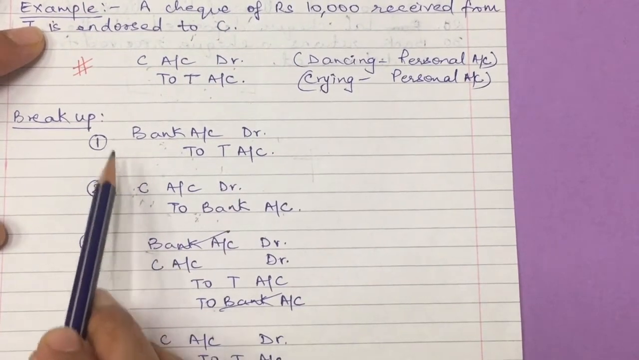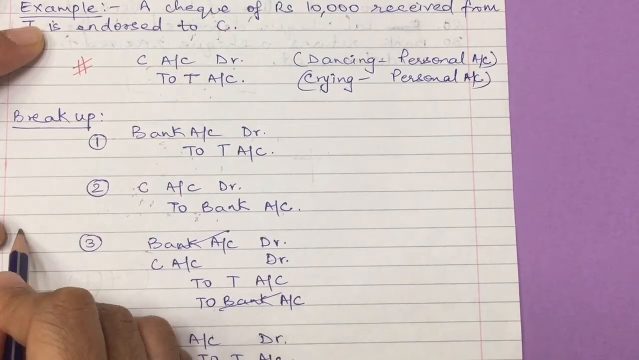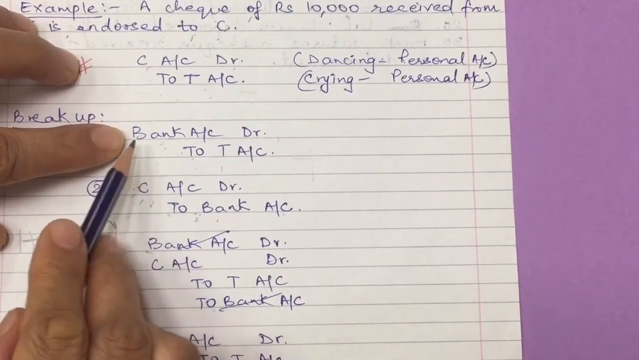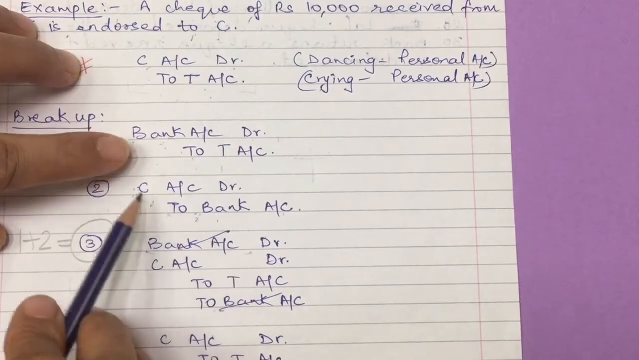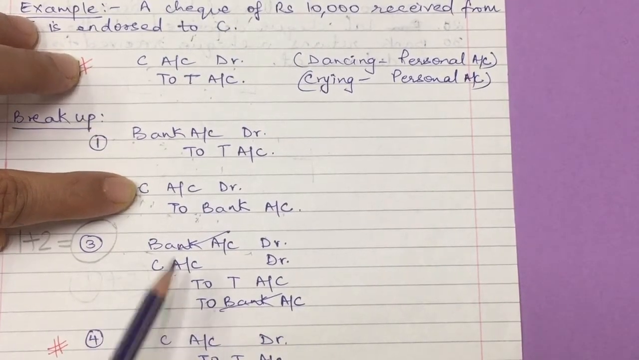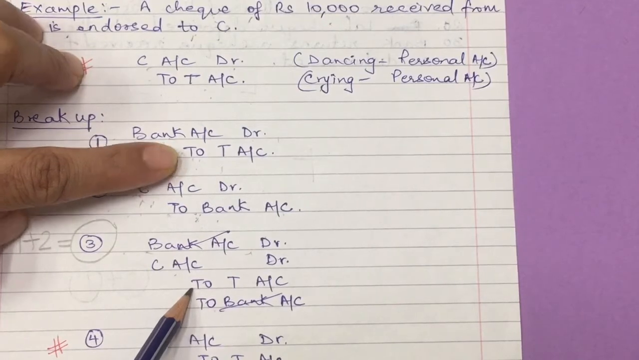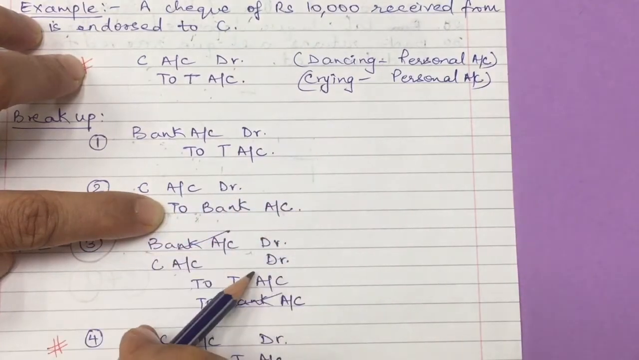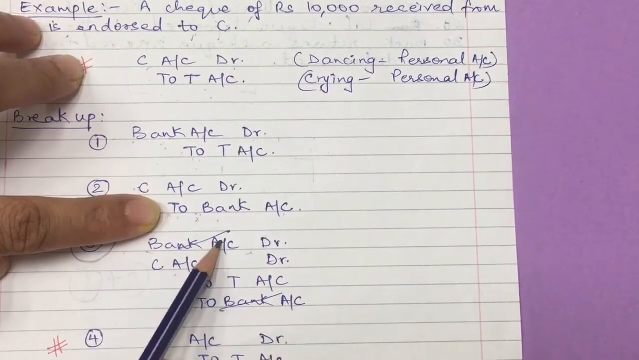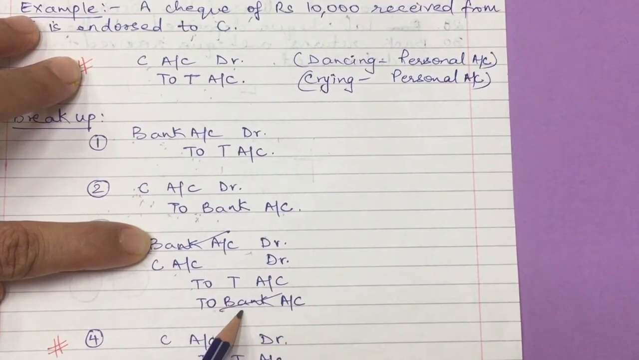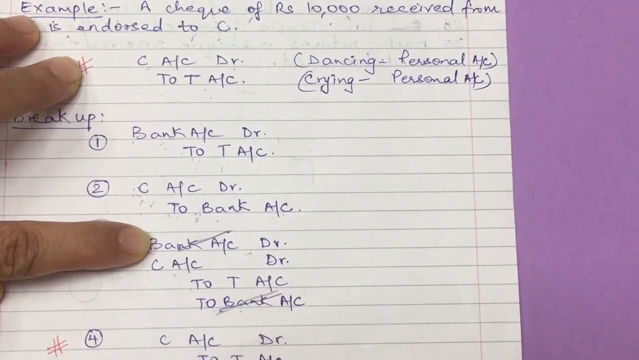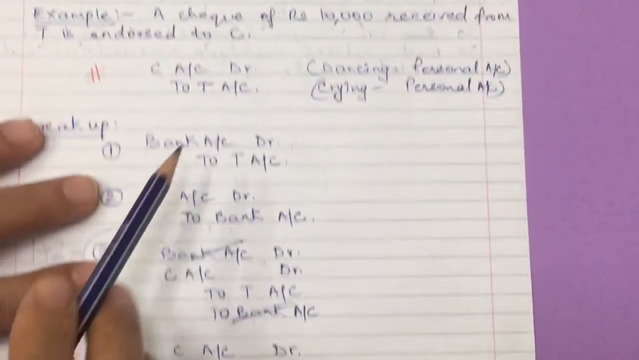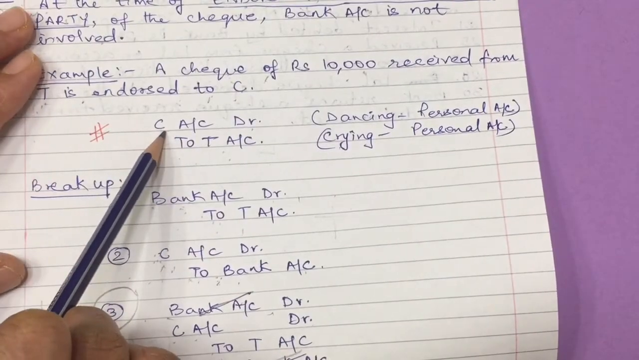Now if I add these two entries, 1 plus 2 is equal to this third entry. How? Bank account debit, C account debit, T account credit, bank account credit. Same amount, 10,000 each. Bank is on the debit side also, bank is on the credit side also. I will cross these two entries. What I'll get is C account debit to T account. This is what I've got here when I was endorsing the check.